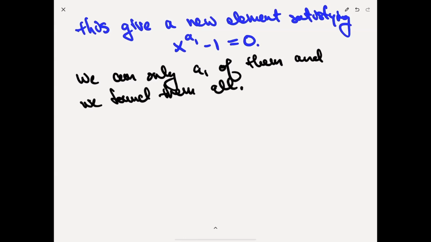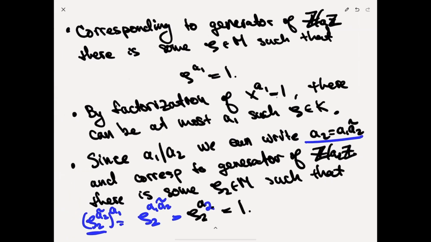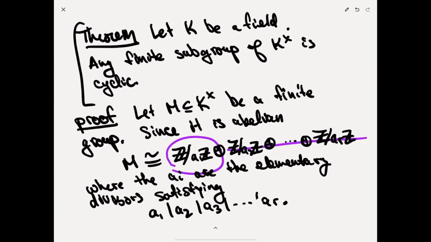All right, so this implies that A1 is equal to AR. Right? AR is equal to A1. And let's say R is equal to 1, right? Okay, so very cool. Now we proved this: any finite subgroup of K cross is cyclic.